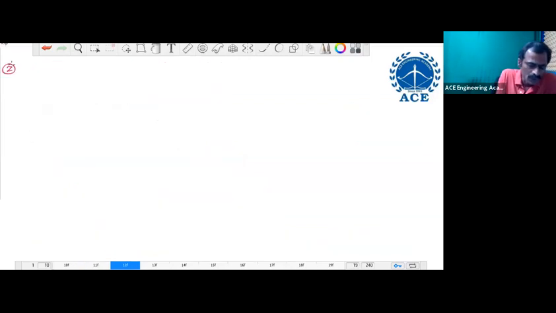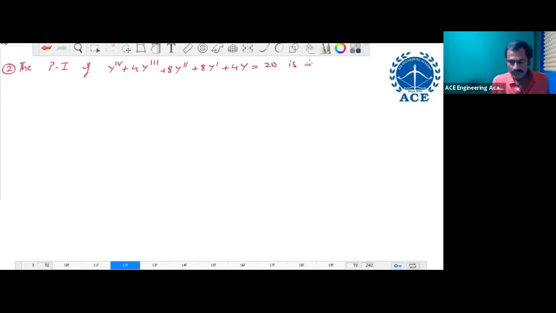Next, problem number 2. The particular integral of y power 4, that is the fourth derivative, plus 4 y triple dash plus 8y double dash plus 8y dash plus 4y equal to 20 is. We require only the particular integral.